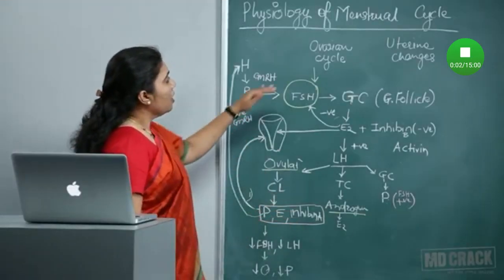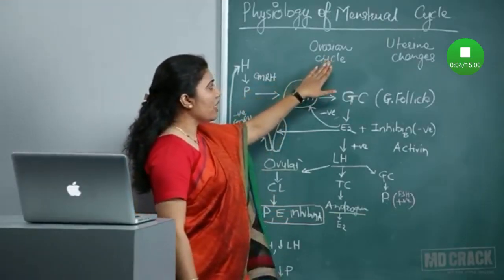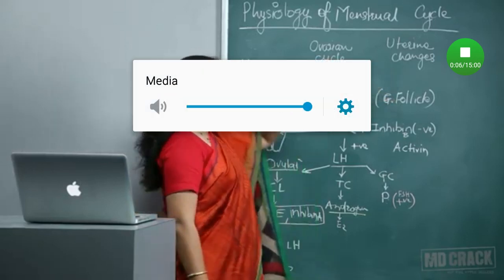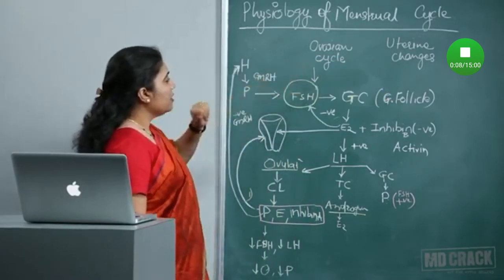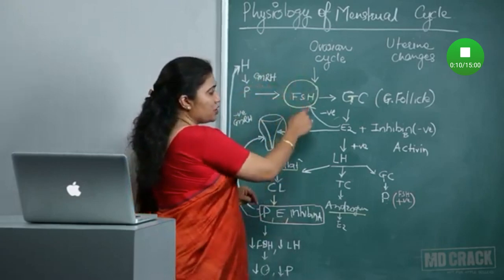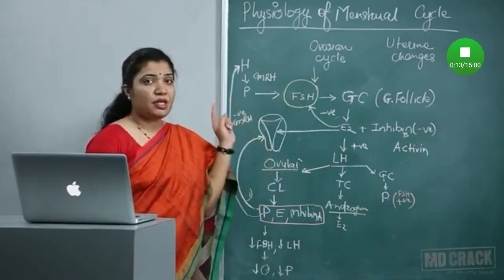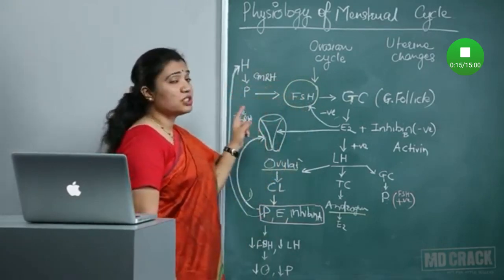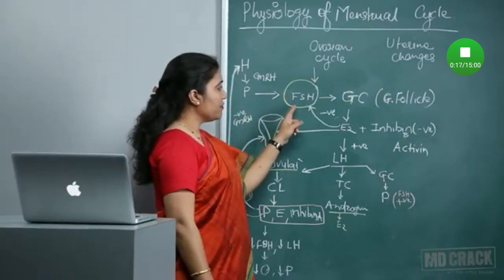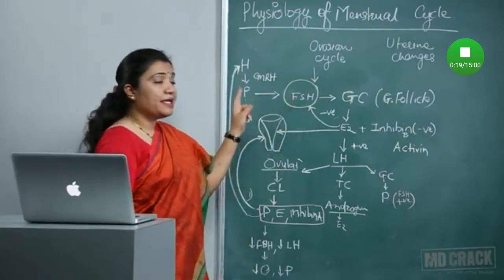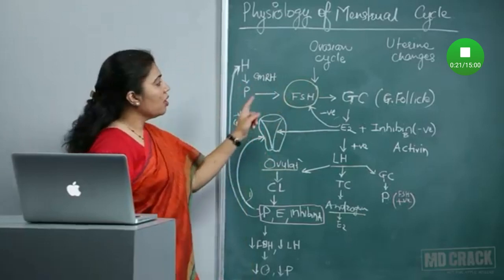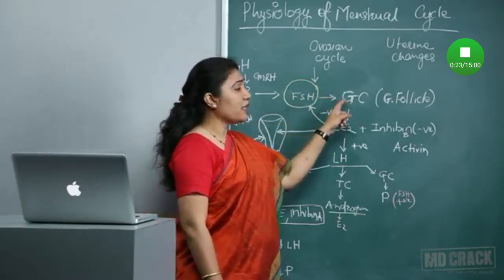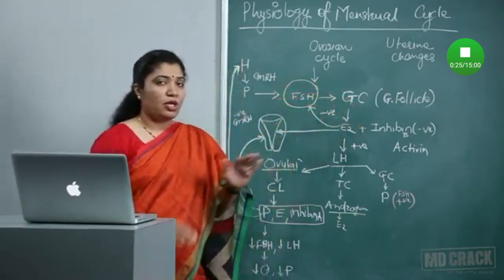Chart. In menstruation, there is the ovarian cycle and uterine changes. In the ovarian cycle, the cycle begins with FSH. Again, an important MCQ: the ovarian cycle starts with which hormone? It starts with FSH. FSH secreted by the anterior pituitary goes and acts on the granulosa cells in the ovary.